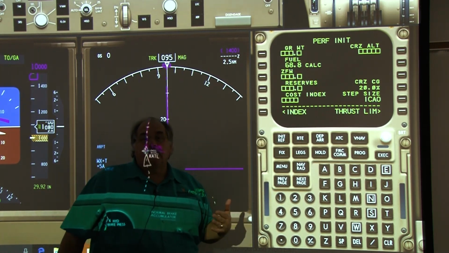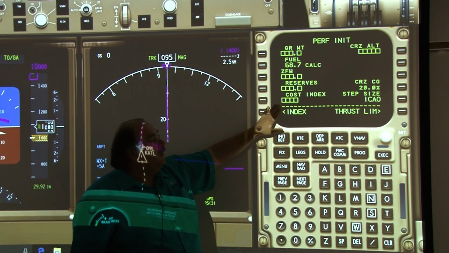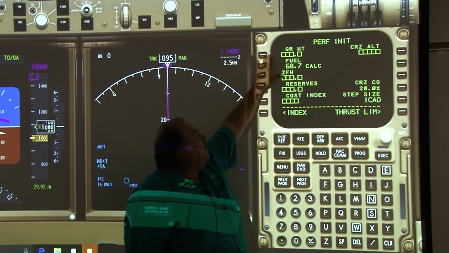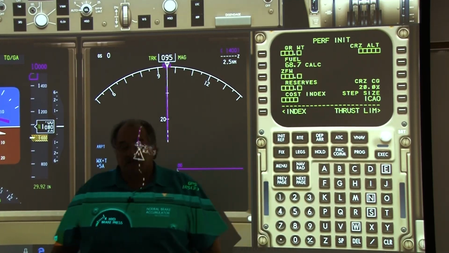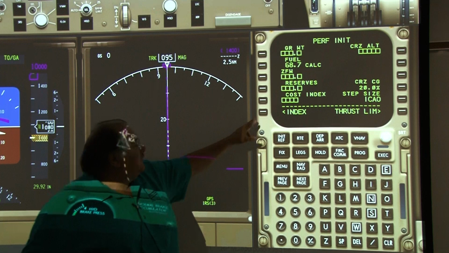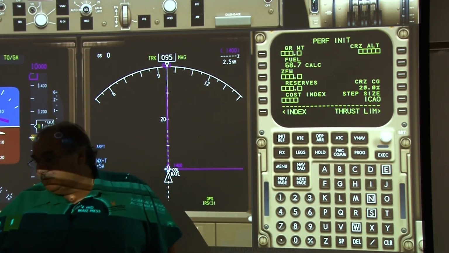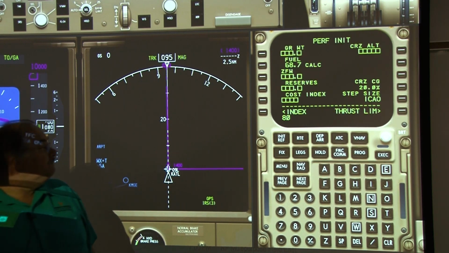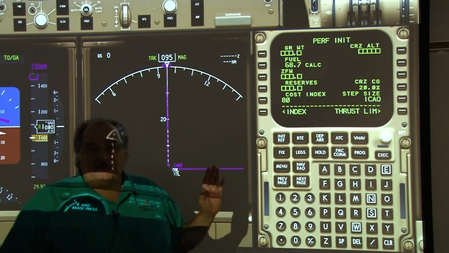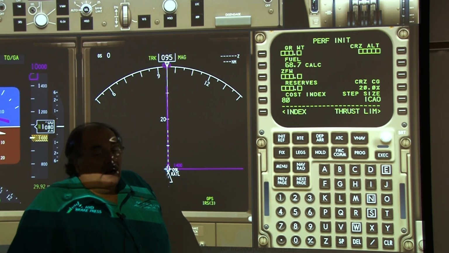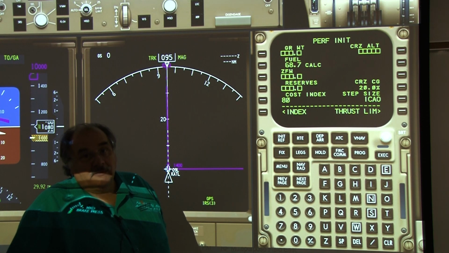Every time we start a perf initialization, we're going to start at the bottom left side and work our way up the column on the left. Bottom left to top left, and then across to top right. So today, according to my flight plan, my cost index today is 80. So I'll simply type in 80, and I'll put that in LSK 5 left. That number, as I've said before, can be between 0 and 9,999. The higher the number, the faster you go. That's about the only thing I'm going to tell you that you really need to know about the cost index.